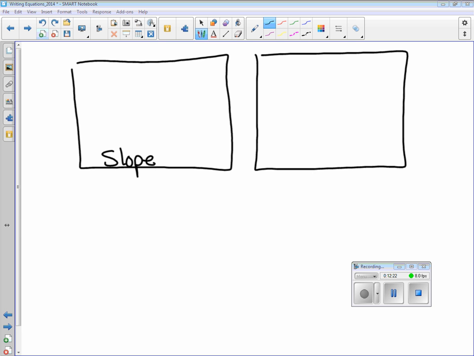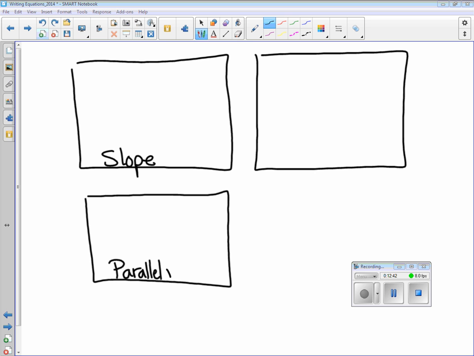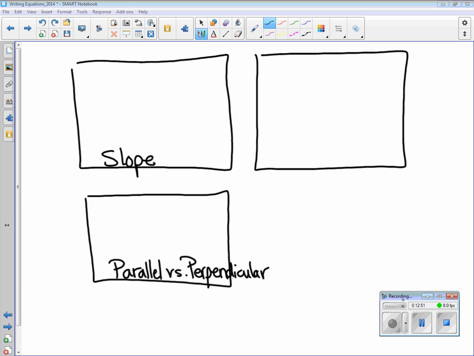Okay. I'm going to turn one of these lights on just so we can see a little bit better. This should be on the top right. Okay, you should have 3 cards over there that are blank. We're going to fill all 3 in today. We're going to start with the slope. The middle one is going to be parallel versus perpendicular. Hopefully you fit all that on your card. And then the last one is going to be equations of lines.